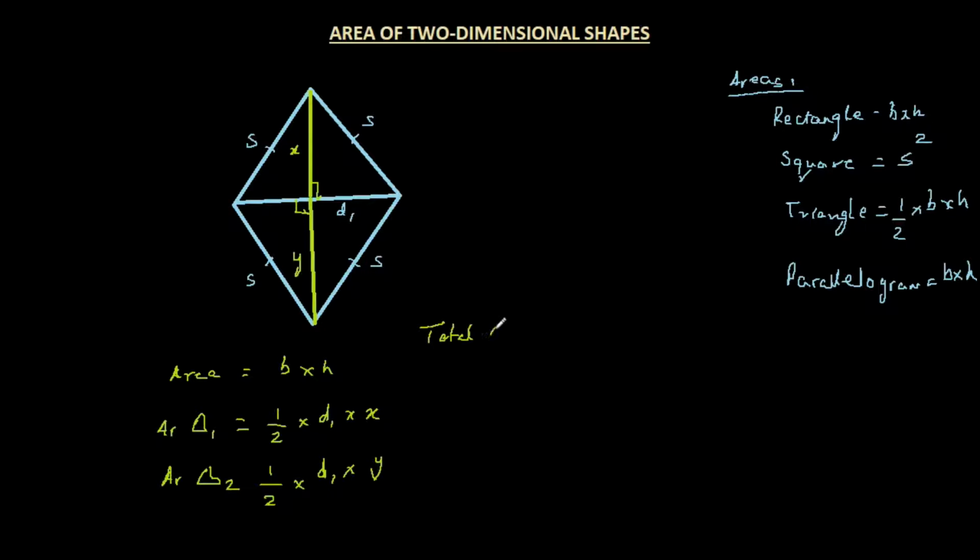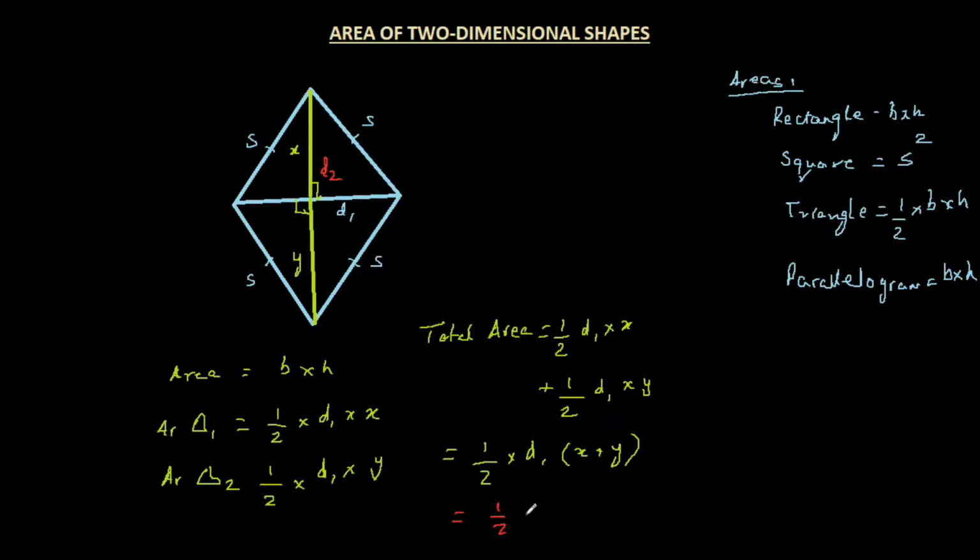So the total area of the rhombus would be the sum of the areas of the two triangles: half D1 times X plus half D1 times Y. As you can see, we can take half D1 as common in both terms, leaving X plus Y. Now if you look at the figure, what exactly is X plus Y? Well, X plus Y is nothing but the other diagonal of the rhombus, and let's call that diagonal 2.